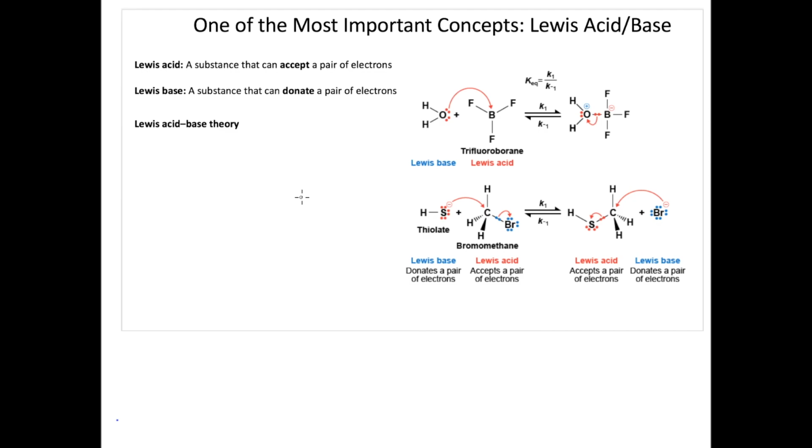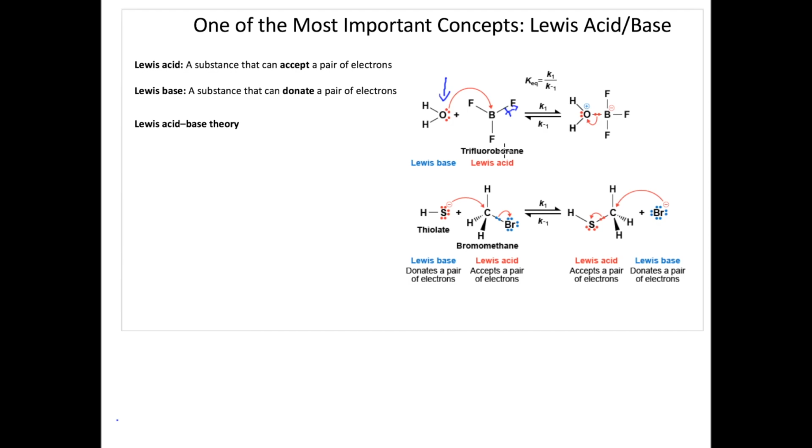Now, this brings us to the Lewis acid, Lewis base theory. This is probably one of the most important concepts in organic that you need to understand. And that is because you can pretty much figure your way through any type of mechanism knowing the difference between a Lewis acid and a Lewis base. So here you can see the water has lone pairs. It is acting as a Lewis base because it's a substance that can donate a pair of electrons to something that is acting as a Lewis acid, right?